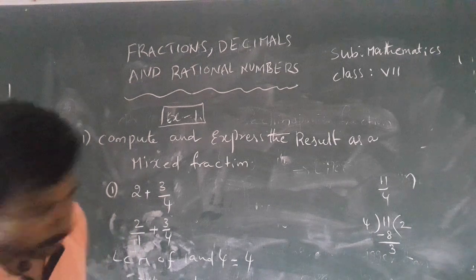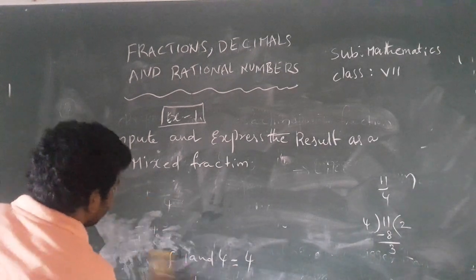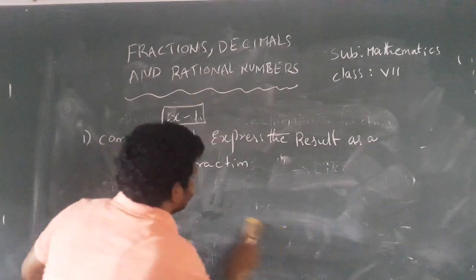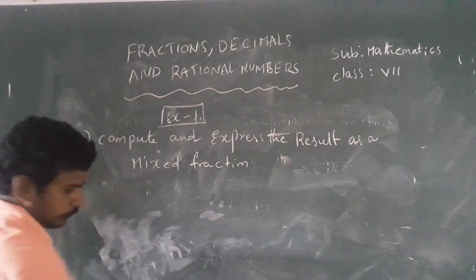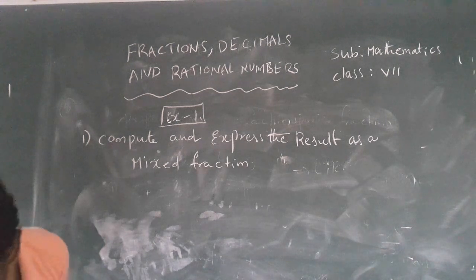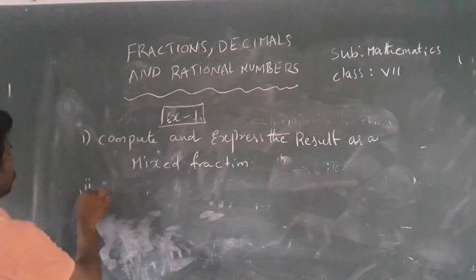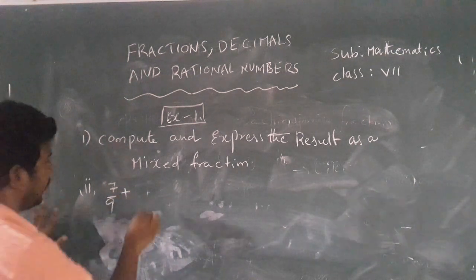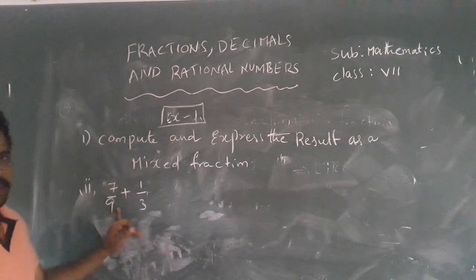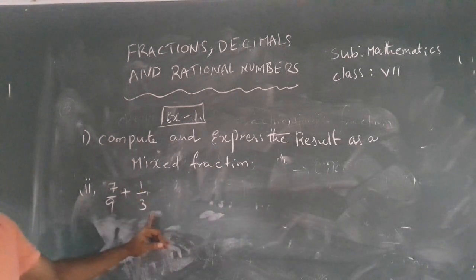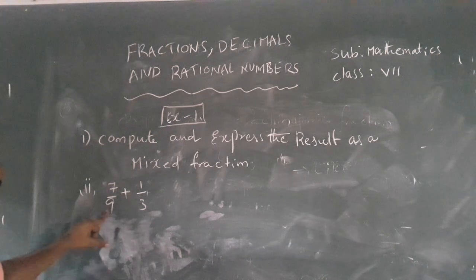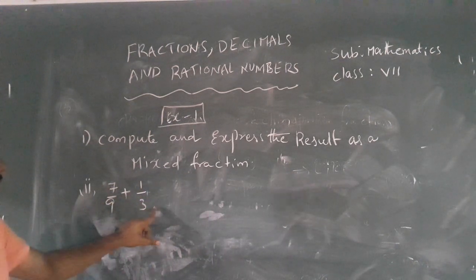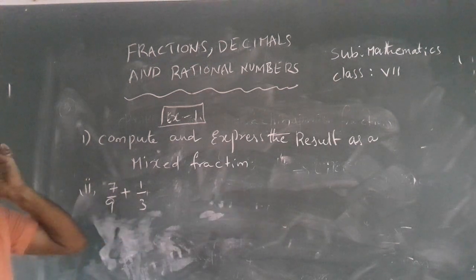Next, second problem. Are you clear, children? Next, take the second problem. 7 by 9 plus 1 by 3. See, children, in 7 by 9, the denominator is 9. In 1 by 3, the denominator is 3. Both are not the same, so they are called unlike fractions.